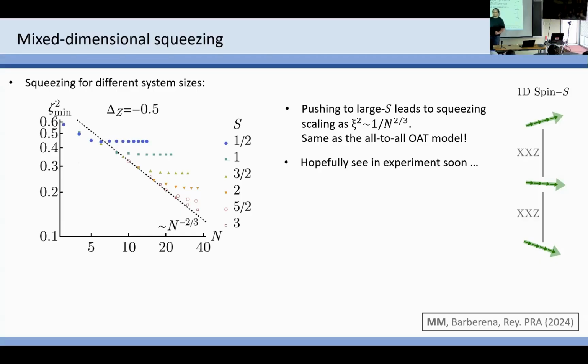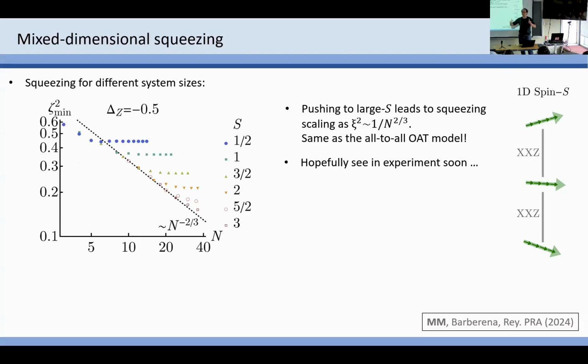You can see if S is 1/2, it's really just a 1D XXZ chain, spin 1/2. The squeezing gets a little bit better and it pretty much saturates. Doesn't go too far. If I have spin 1s effectively, then it saturates at a lower value, and lower and lower and lower, eventually following this power law of N to the -2/3, which is precisely what one would get with an all-to-all Ising interaction. So in principle, this is a pretty exciting thing because we can just leverage the properties of this 3D lattice to generate scalable spin squeezing with what are technically only nearest neighbor interactions.